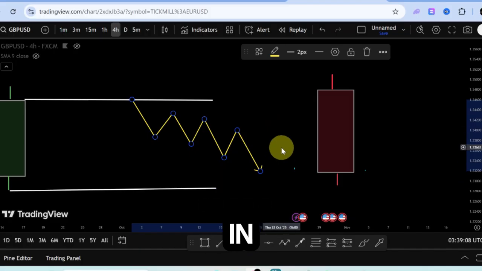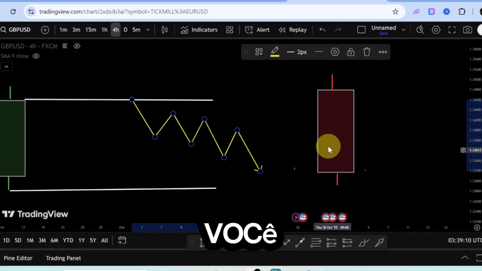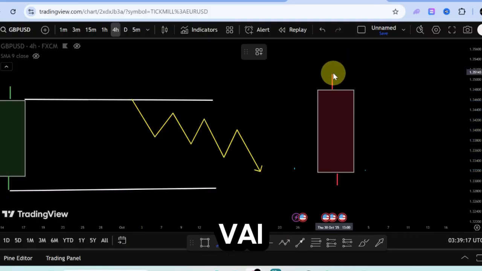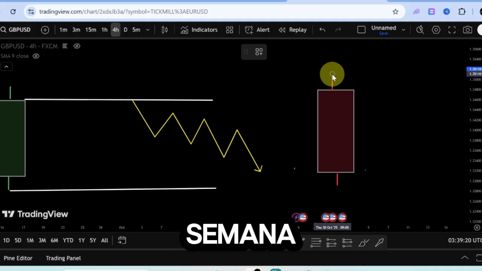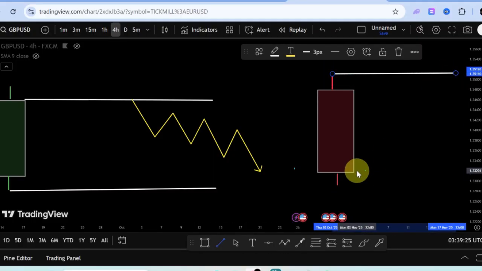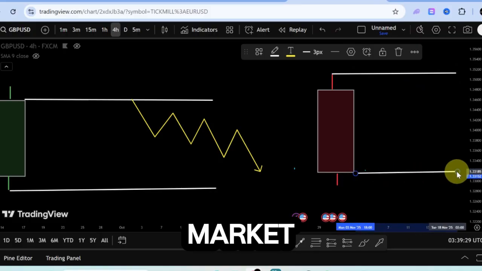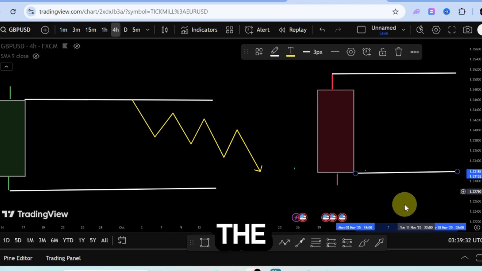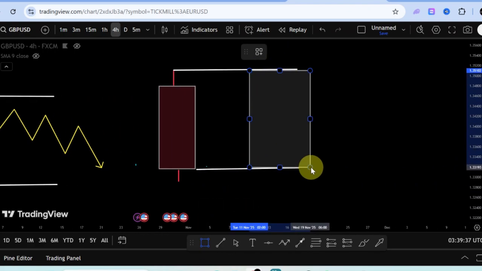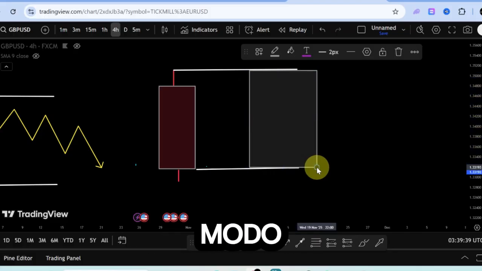Once you have done that, all you do is mark out the last candle. Very simple. You mark the highest wick and the close of the body. Once you are done, the next step is to draw a rectangular box within this particular region, and this is a tradable zone. The next step is to go to a lower time frame and look for an entry.